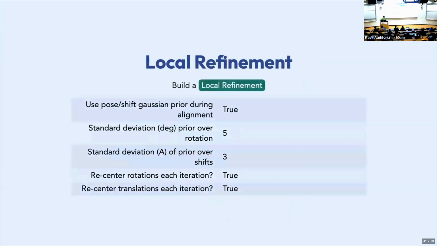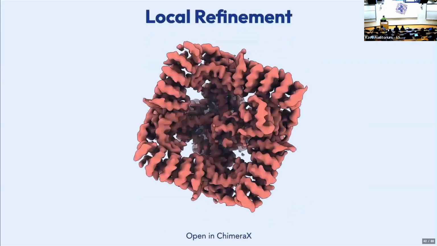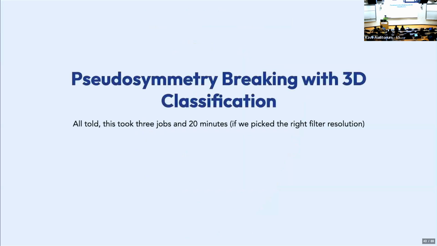So all we have left to do is build a local refinement. I will turn on basically the same settings I used for the previous local refinements, where we're using this Gaussian because I think small shifts are more likely than big shifts. And then look at that. It's a beautiful map with only a single calmodulin in it. We have that nice high resolution, and we've lost those three ghost calmodulins.